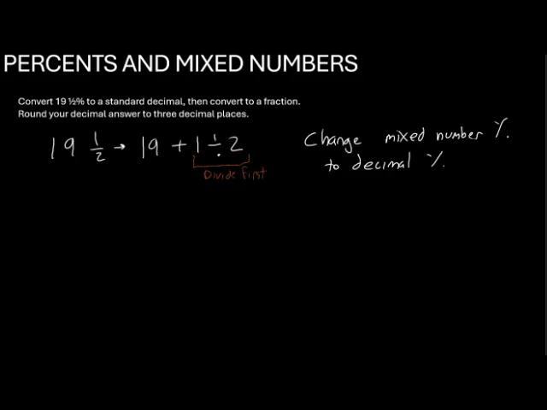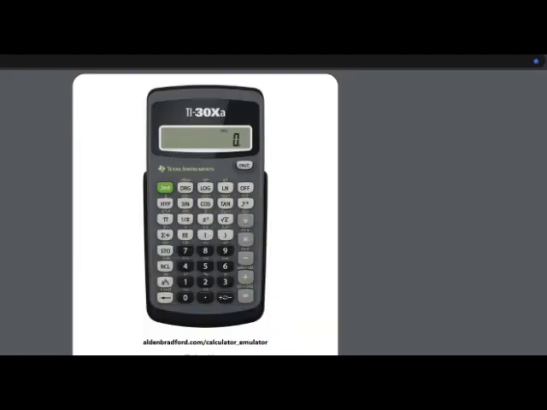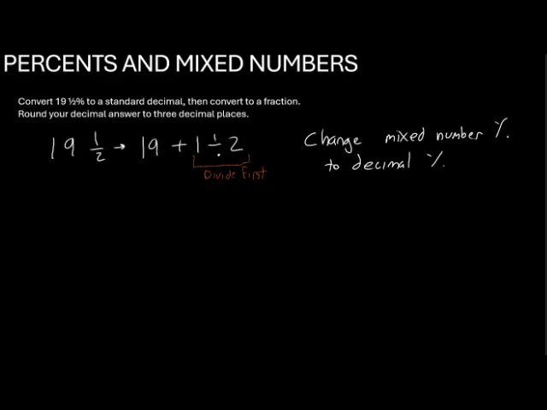When we do the division in the calculator, we'll get a decimal number. In our calculator, we'll enter 1, the division sign, and then 2, and when we press enter, we get 0.5. We can rewrite our operations as 19 plus 0.5. The 1 divided by 2 gave us that 0.5. Now we'll take that 0.5 and add the 19.